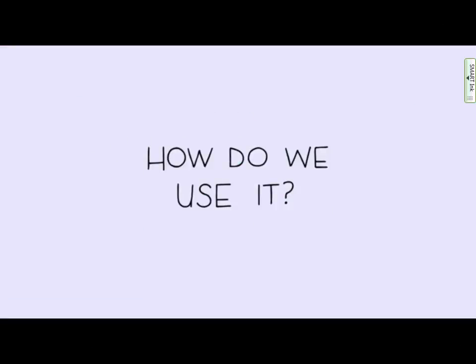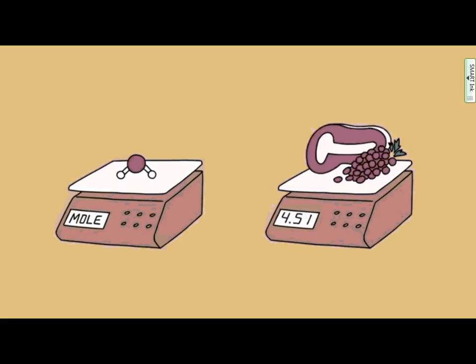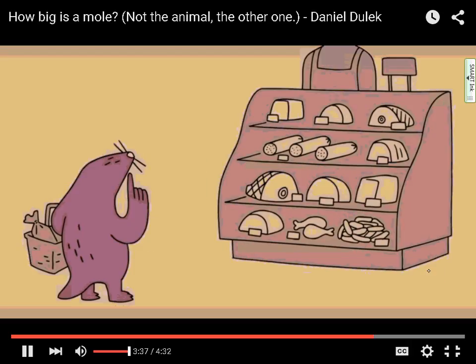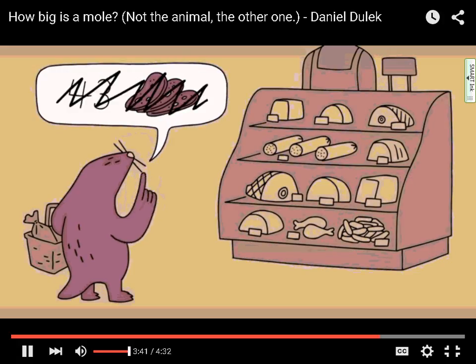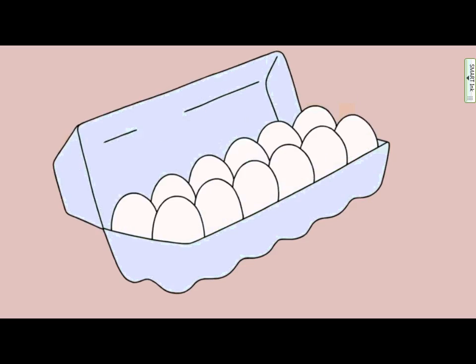So how do we use it? You might be surprised to know that chemists use it the same way you use pounds to buy grapes, deli meat, or eggs. When you go to the grocery store, we don't have scales that measure in moles. We have scales that measure in grams, or pounds and whatnot. You don't go to the deli counter and ask for 43 slices of salami. You buy your salami by the pound. When you buy your eggs, you buy a dozen eggs.